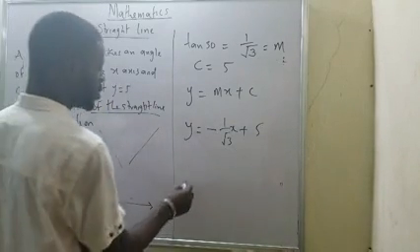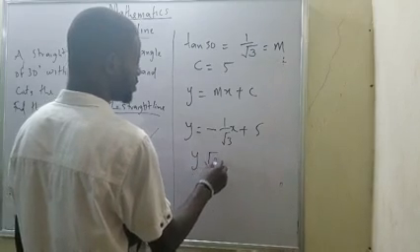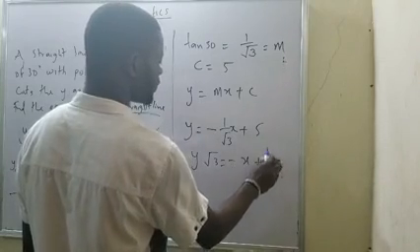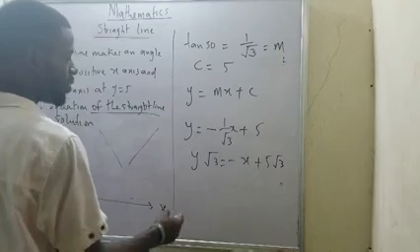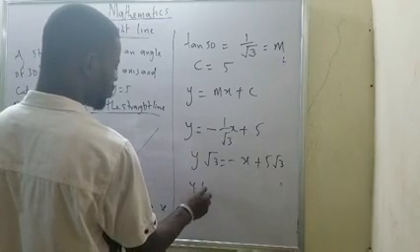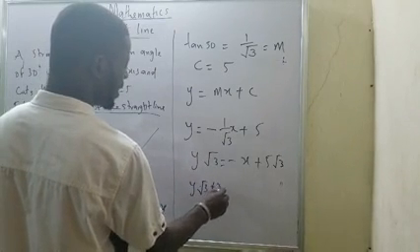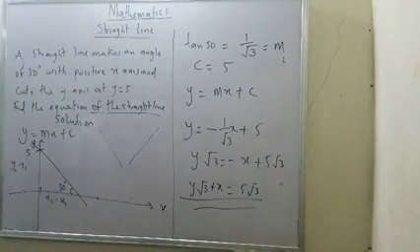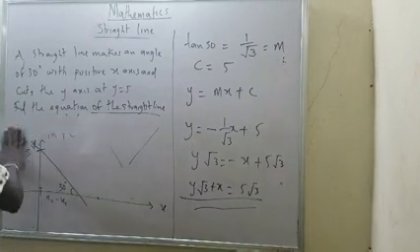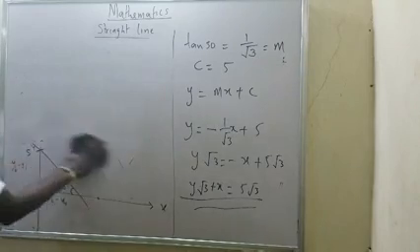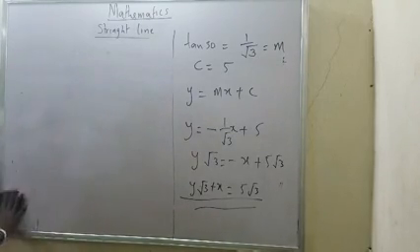Now, I can move on by having y root 3 equals to minus x plus 5 root 3. If I want to do it very well, I can say that y root 3 plus x equals to 5 root 3. That is my answer. Now, let me give more examples on this part. Another example. Don't forget there are two types of line when we talk about our gradient: positive and negative.